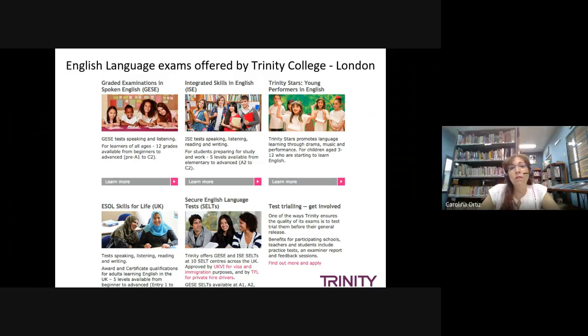We also have the Integrated Skills in English, which by its name talks about the integration of skills. This evaluation is also intended for learners who can present writing tasks, essays, and other tasks related to all language skills. The other evaluations that Trinity presents are Trinity Stars for young learners, which includes performing arts. We also have ESOL Skills for Life and Secure English Language Tests. But at Style, we're the center of examinations of Trinity in Paraguay.